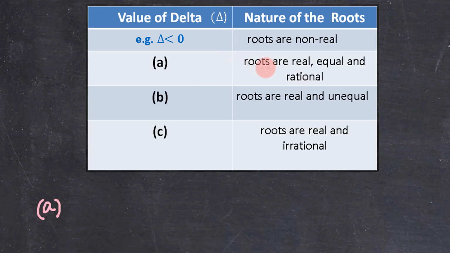So in A, we are told that the roots are real, equal, and rational. The roots being real tells us that delta must either be greater than or equal to 0. However, the roots are also equal and rational, so that tells us that delta must be equal to 0.